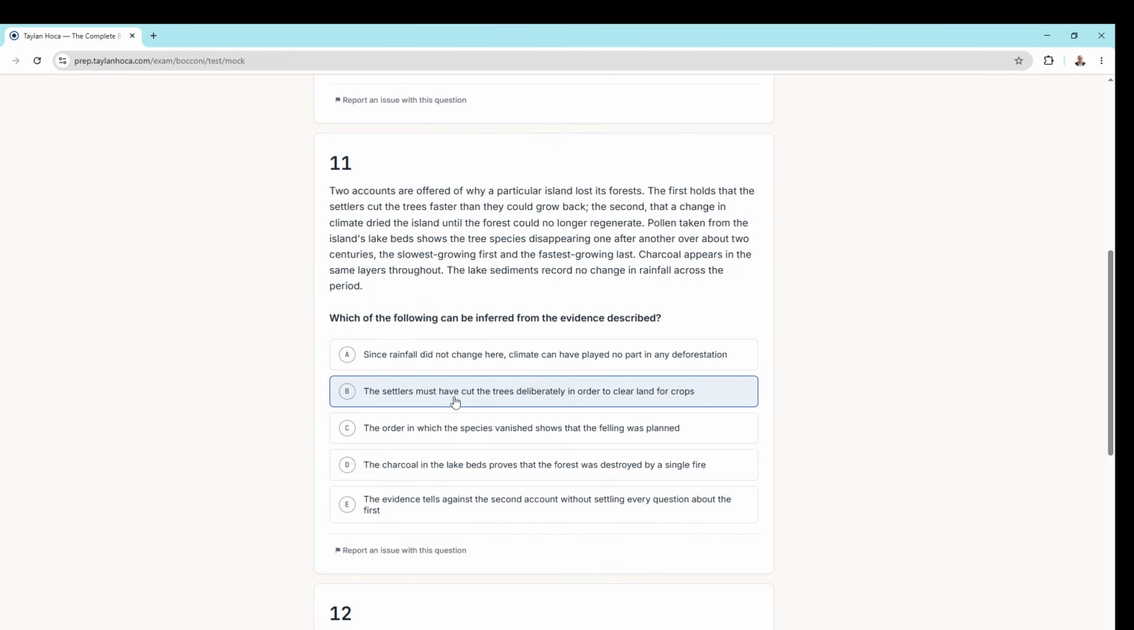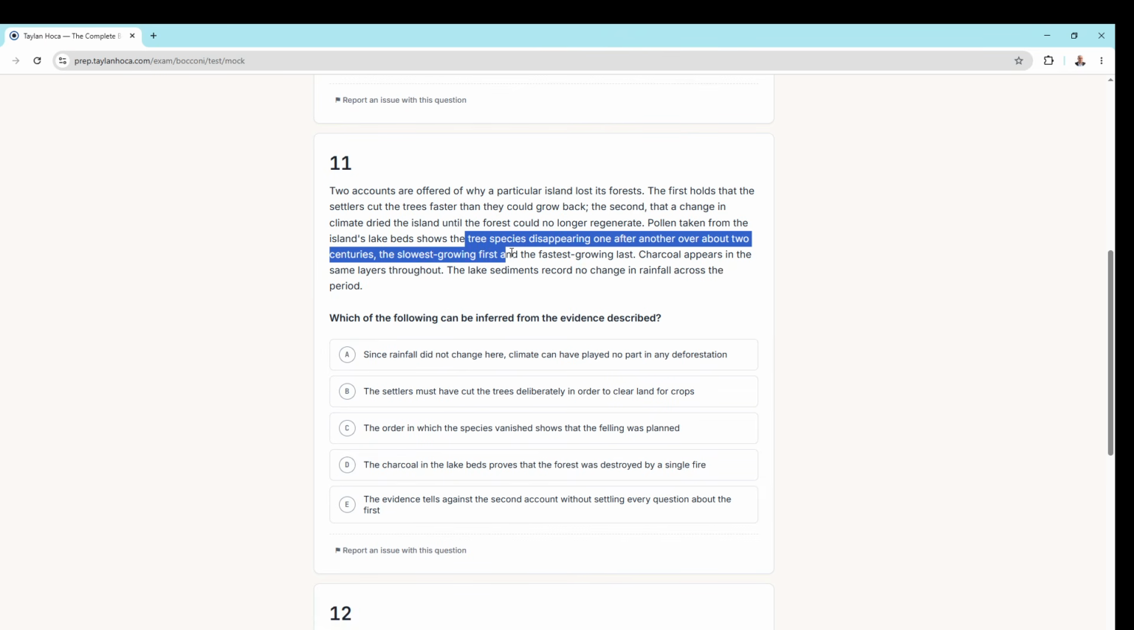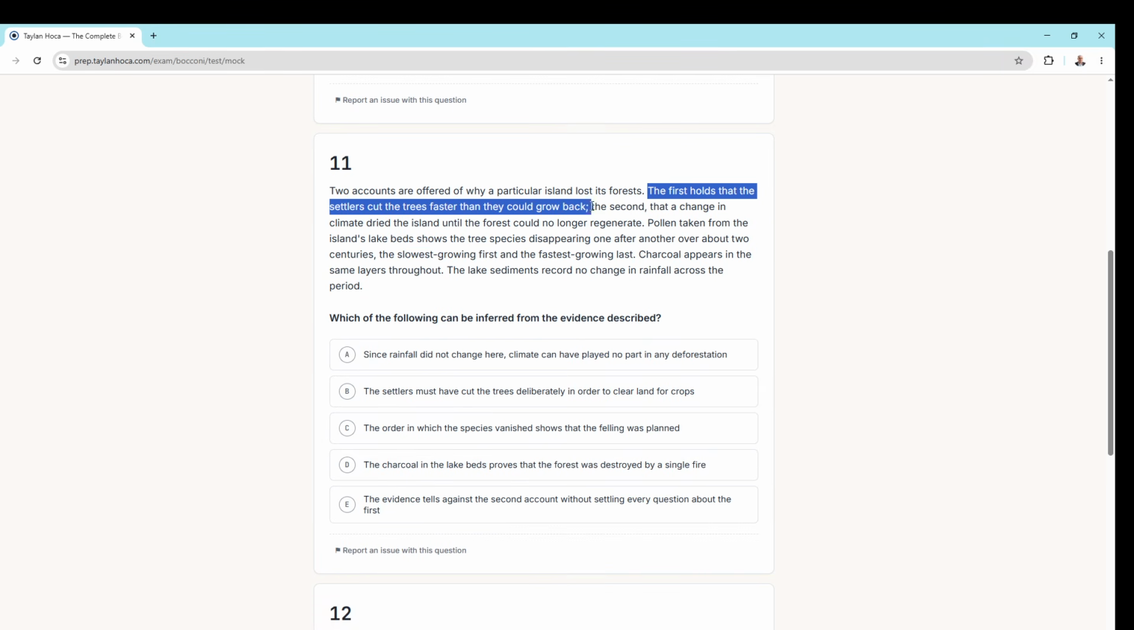Settlers must have cut the trees deliberately in order to clear land for crops. The order in which the species vanished shows the felling was planned. No, because we don't have something planned, like species disappearing one after another with the slow growing first. The tree growing speed determined which one will vanish first, right? And this is compatible with this argument, because they couldn't grow faster, so they disappeared.